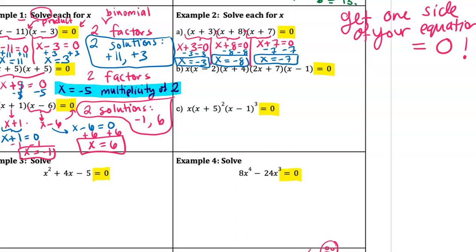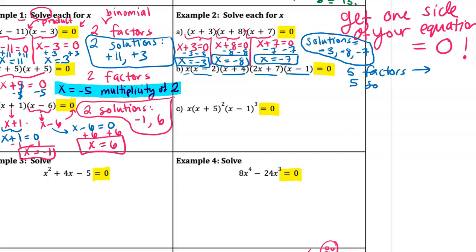So I don't know if you're noticing it, but your solutions should have the opposite signs from your factors. So in this case, I had factors of x plus 3, x plus 8, x plus 7, but I had solutions of negative 3, negative 8, and negative 7. So if you want, you can just sort of jump to your answers by just getting opposite signs. Now notice in B, we have a total of 1, 2, 3, 4, 5 factors. That means we're going to have 5 solutions, and we just need to find all of them. So you just take each factor and you set it equal to 0.